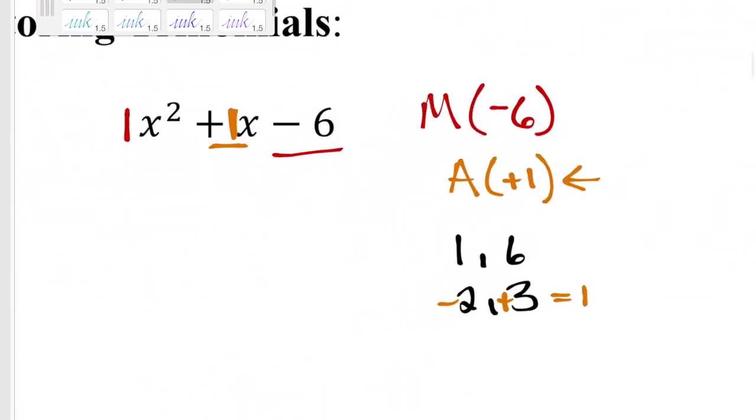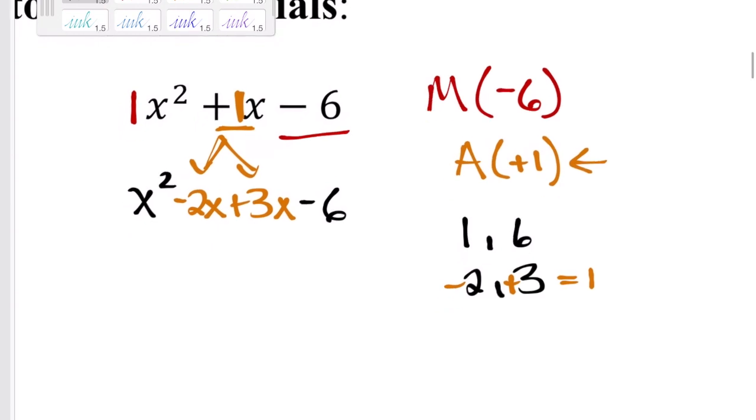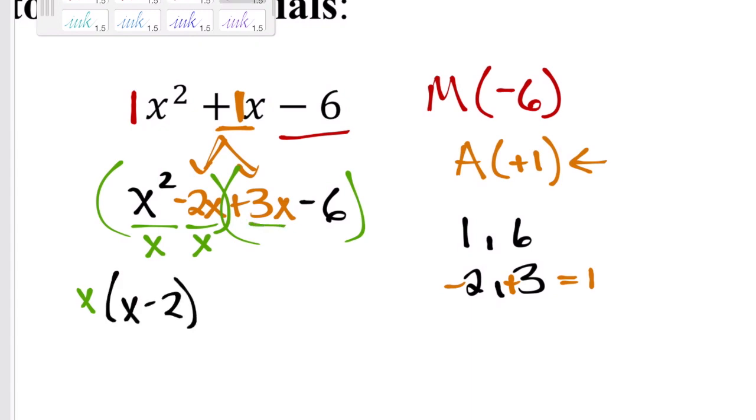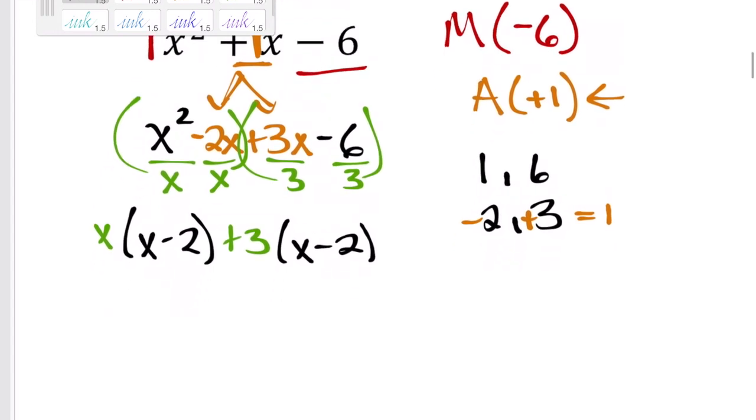So then here, I'm going to break apart my 1x into the negative 2x plus the 3x because I know those would simplify to give me a positive 1x. From here, I now have 4 terms, so I can group these the way that I did the factor by grouping. I have an x that I can take out of the first, and I have a 3 that I can take out of the second. I do have that common factor of x minus 2, and I would have left an x plus 3.